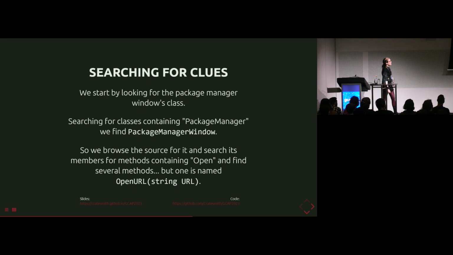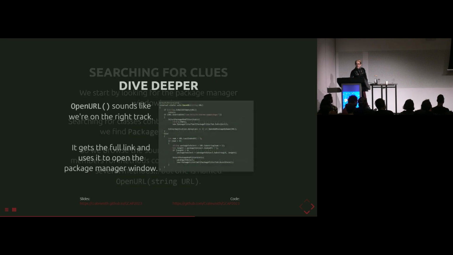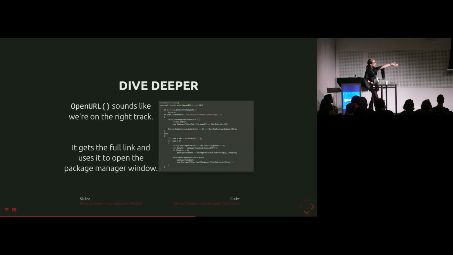Okay, so let's start looking for clues. Well, the best place is that Package Manager window. So we just open up our disassembly, we simply search for PackageManager, go down, we find PackageManagerWindow. And we do a member search, so for any methods that contain the word open, there's like 4 hits, but one of them is called OpenURL, which is pretty sus. So that's the disassembly for the OpenURL function.